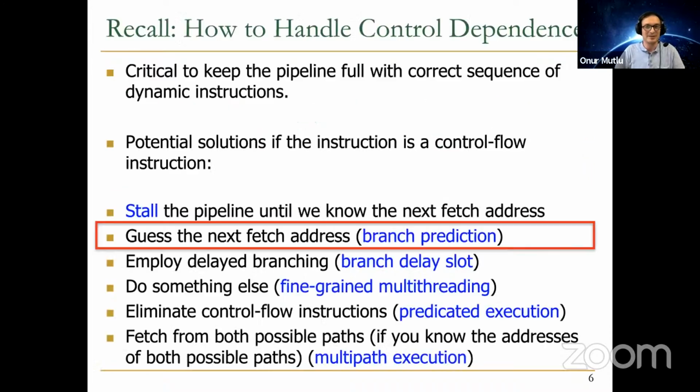Okay, remember we were covering how to handle control dependencies. Branch prediction is just one way of handling the control dependencies, but it's an important way. And we've already covered stalling the pipeline, not a good idea. Doing something else, fine-grained multi-threading, which is a good idea under certain circumstances. We'll see it again in GPUs. And we were covering branch prediction. And if time permits, we're going to cover some of the other techniques as well.